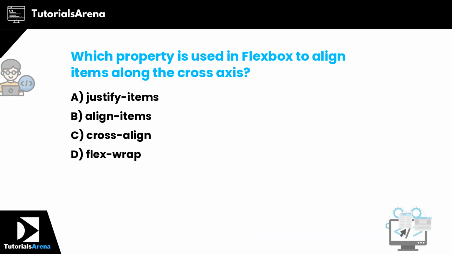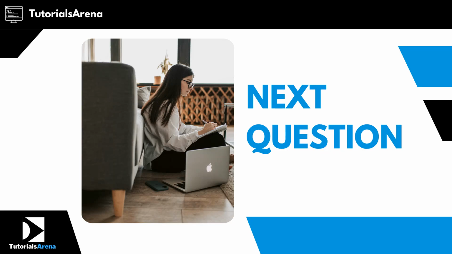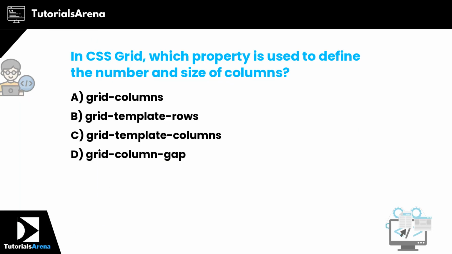Which property is used in flexbox to align items along the cross-axis? The correct answer is option B, align-items. In CSS Grid, which property is used to define the number and size of columns? The correct answer is option C, grid-template-columns.